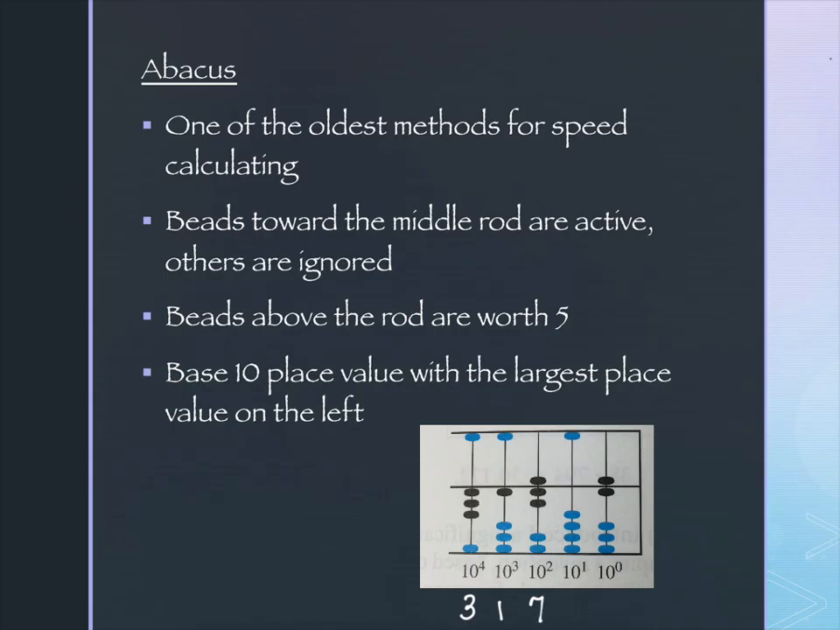On the fourth rod, there's nothing pushed toward the middle. So what value is represented here? It's 0. And on my last rod, I have 1 pushed above, 1 pushed below. It's 6. So this number is 31,706. Okay, that's how we read an abacus.